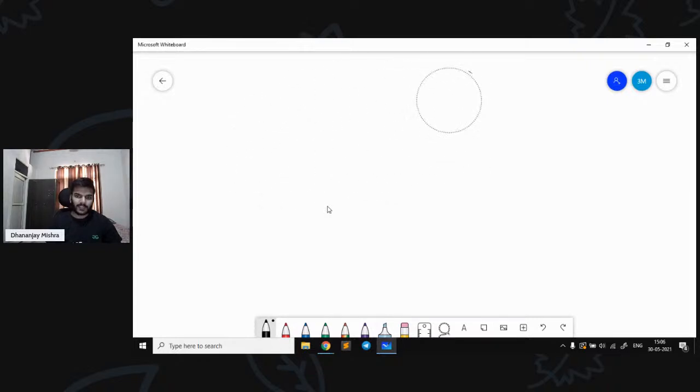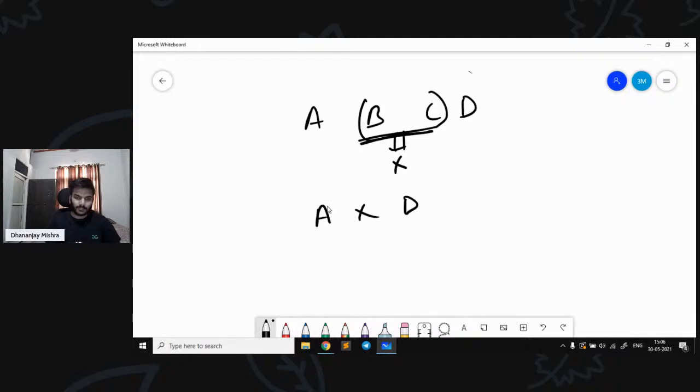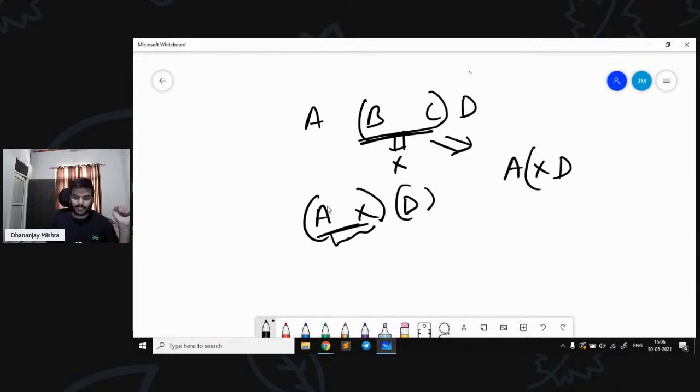Another way of multiplying A, B, C, D is to multiply B, C first. That will give you a single matrix X, so the matrices reduce to A, X, D. Now you can multiply A and X together first, then multiply D with the result of AX. Or you can multiply X and D first and then multiply A with the result of XD.